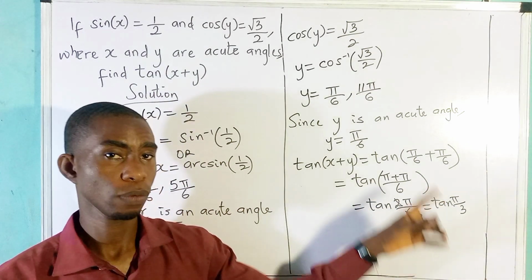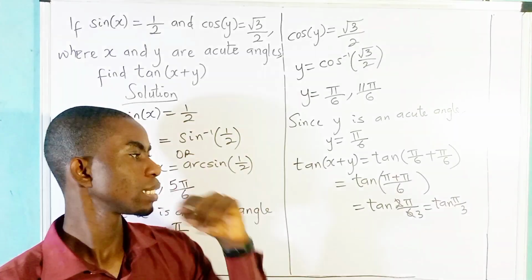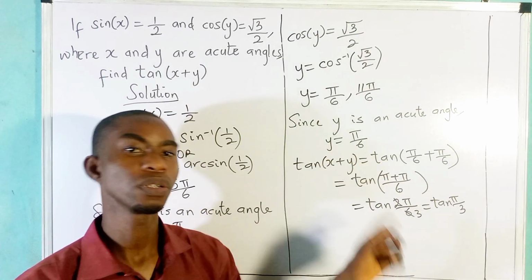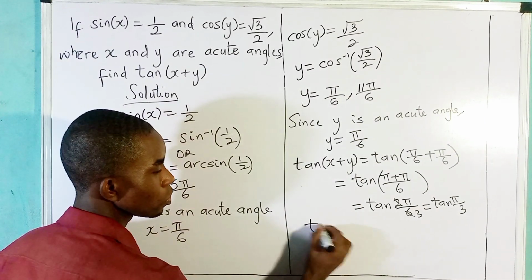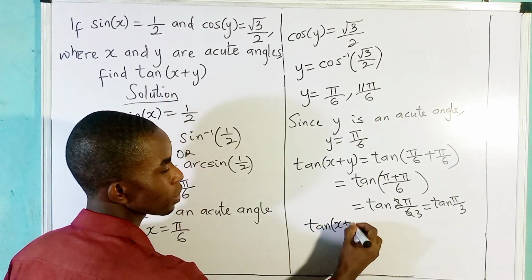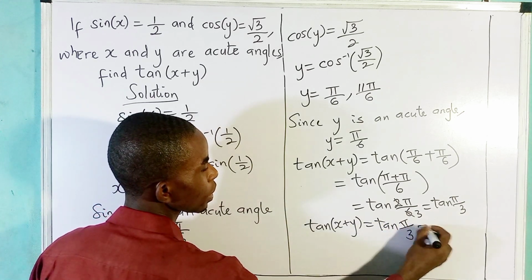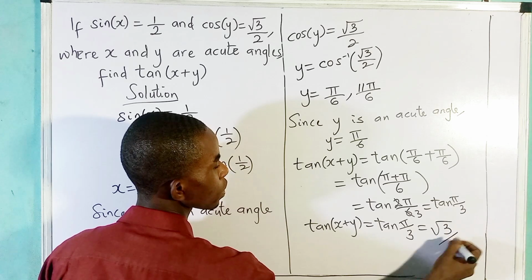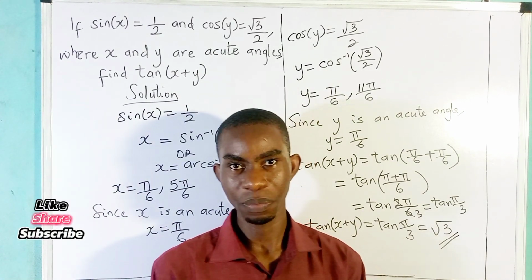Pi over 3, 180 divided by 3, that's 60 degrees. And tan pi over 3 is the square root of 3. So the value of tan(x + y), which is tan pi over 3, is the square root of 3. Okay, please verify with your calculator. But that's where I'm going to stop today.